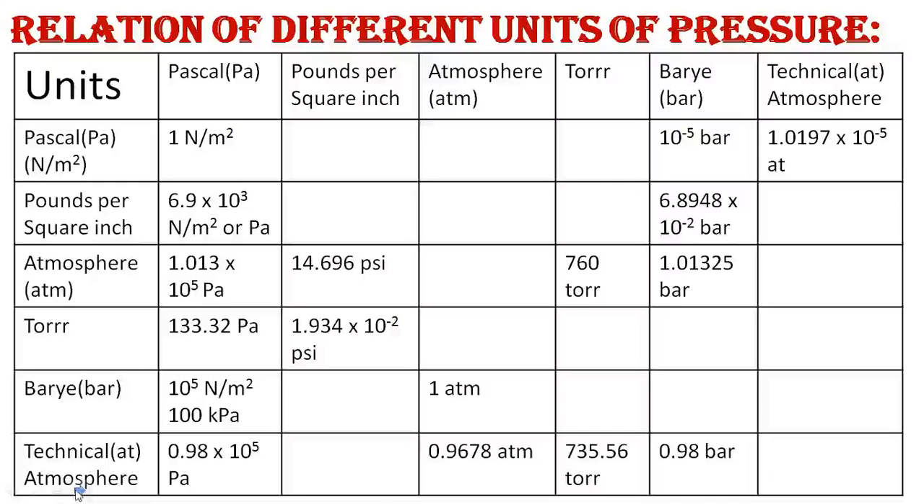Now the next point is the relation of different units of pressure: Pascal, PSI (pounds per square inch), atmosphere (ATM), torr, bar, or technical atmosphere (AT). 1 Pascal is 1 Newton per meter square, 10 raised to minus 5 bar, or 1.0197 into 10 raised to minus 5 atmosphere. 1 pound per square inch is 6.9 into 10 raised to 3 Newton per meter square or Pascal, or 6.8948 into 10 raised to minus 2 bar. 1 atmosphere is 1.013 into 10 raised to 5 Pascal, 14.696 psi, 760 torr.